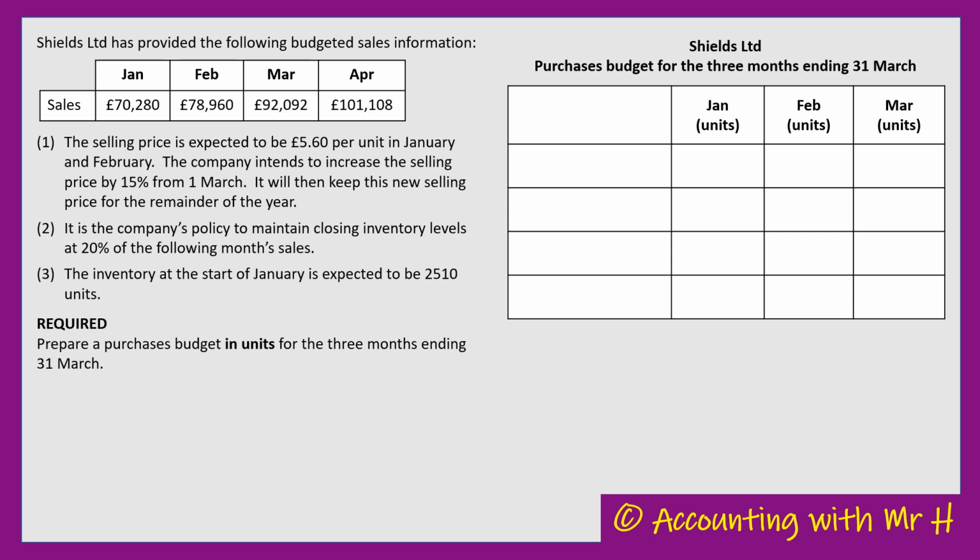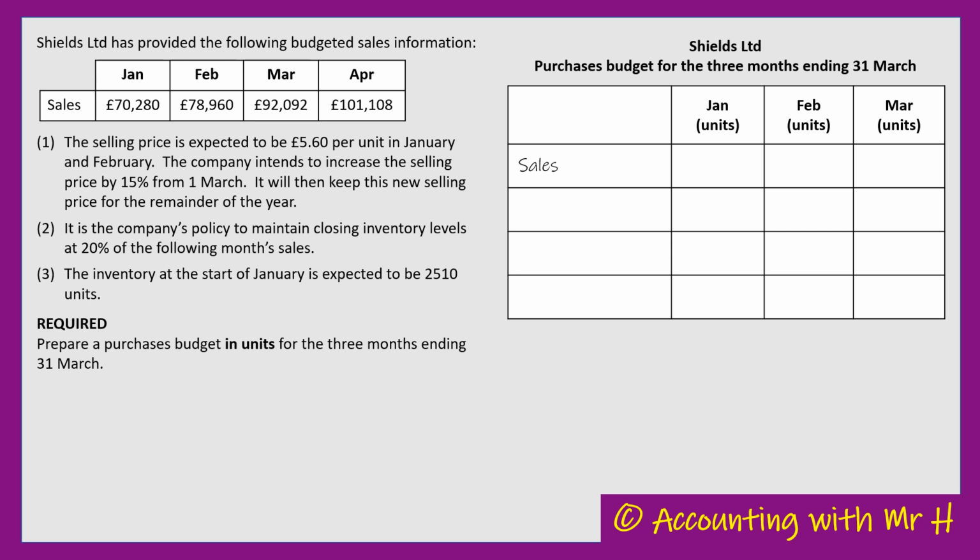But if I go to the beginning of the question, they've given me the budgeted sales information in pounds as revenue. So I can't put the pounds in the budget and then the units. I've got to convert then the pounds, these sales, the revenue, into units. And that's going to be my starting point. So let's get underway. So there's my first narrative in my budget.